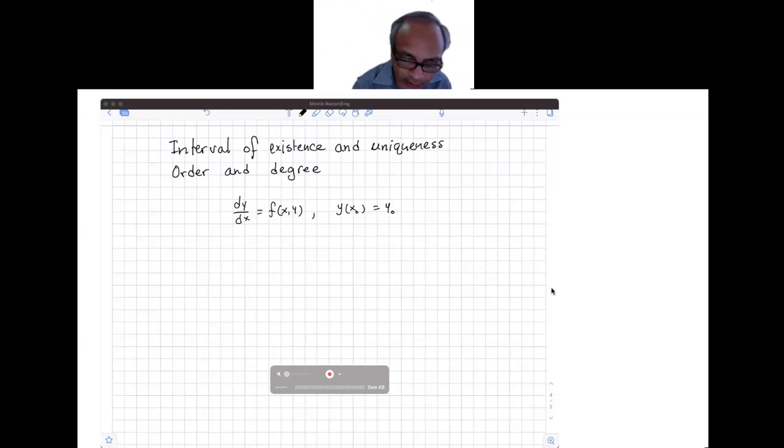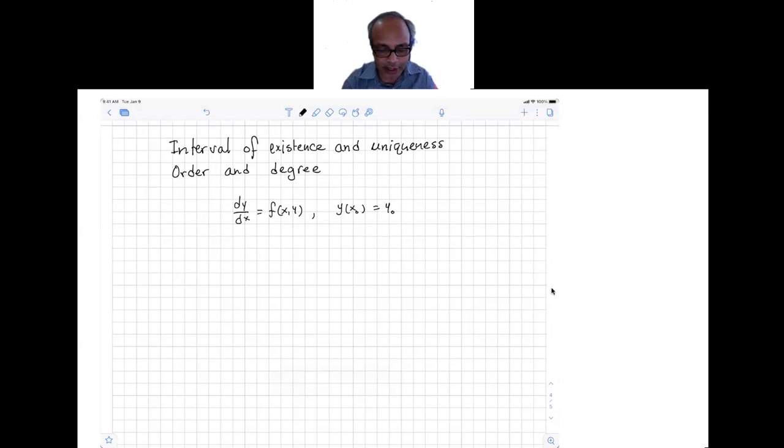So, in this short lecture, I'm going to talk about interval of existence and uniqueness and order and degree. Obviously, order and degree should be discussed first, but I'm going to do it a little differently. First, I'm going to talk about interval of existence and uniqueness for a first order differential equation.